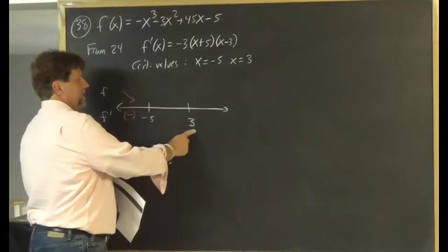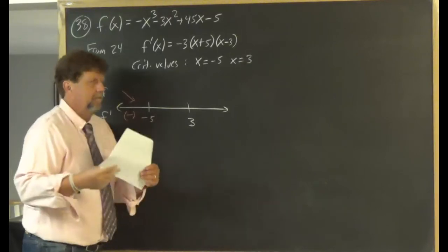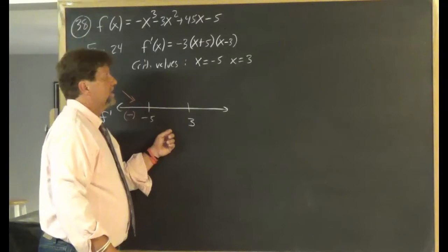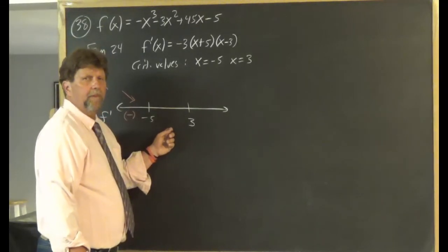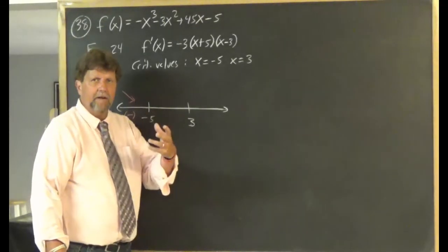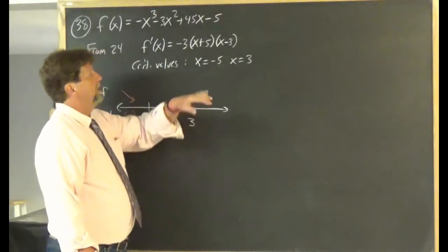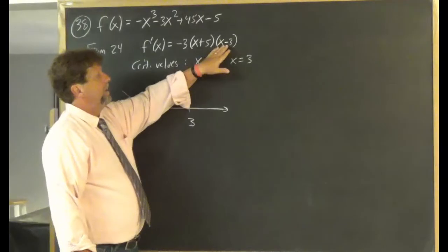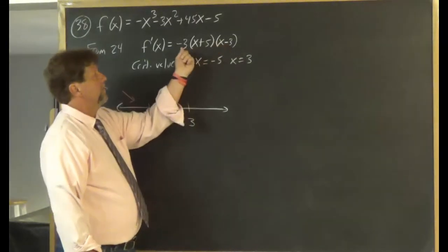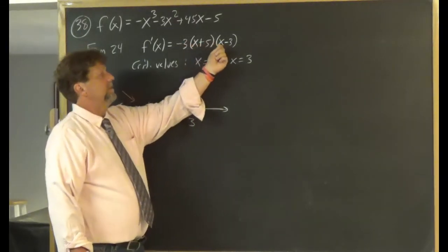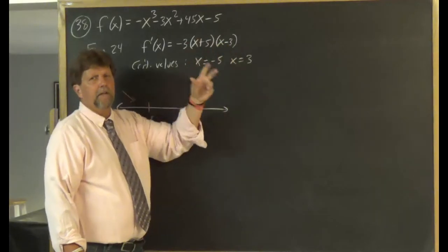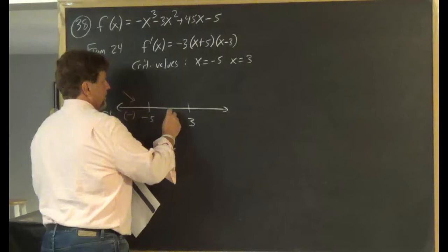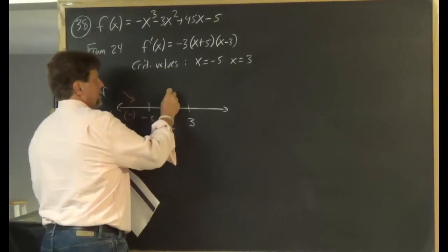Alright, I come to this interval, -5 to 3. I can pick any number I want. I would pick 0. Remember, I'm going to toss that number 0 into the derivative to see what comes out, positive or negative. So I put 0 in for x. This factor's positive. This factor would be negative. A negative times a positive times a negative. Well, negative times positive times negative, that's positive. So the function is increasing.